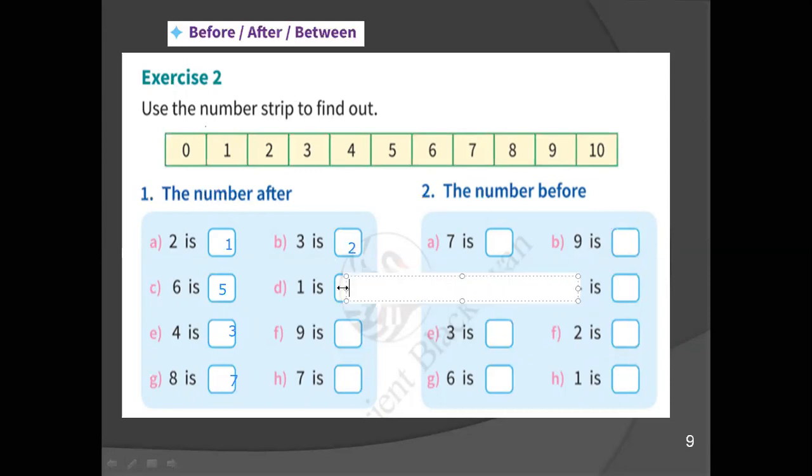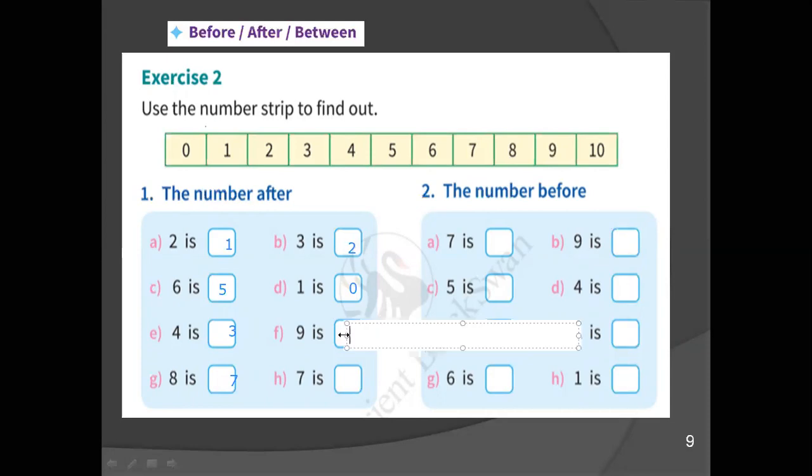Right? 0 here. Okay. Next, 9 is after 8. So we have to write 8. 9 is after 8. Okay. 7 is after 6. See here, 7 is after 6. Yes. Now we have learned the numbers after.